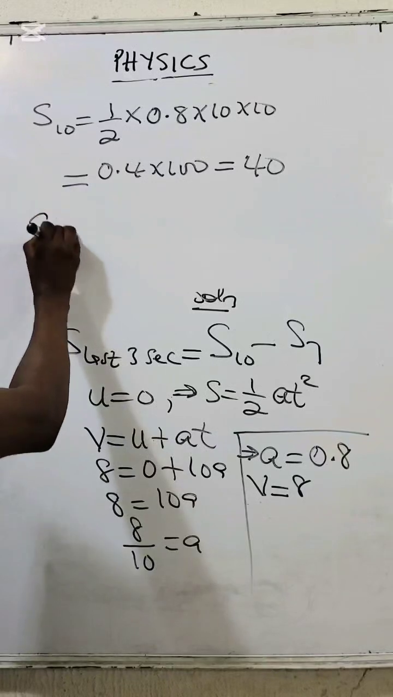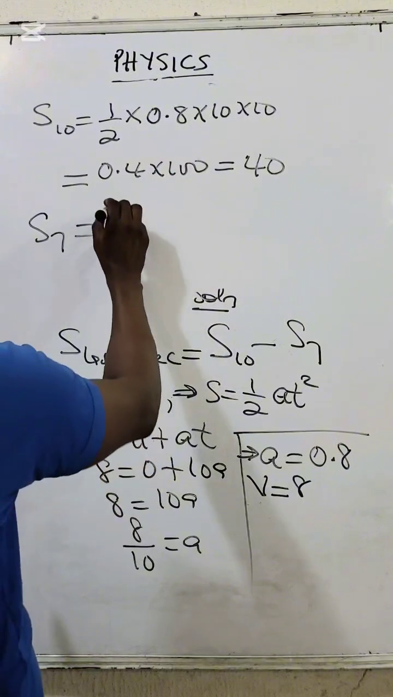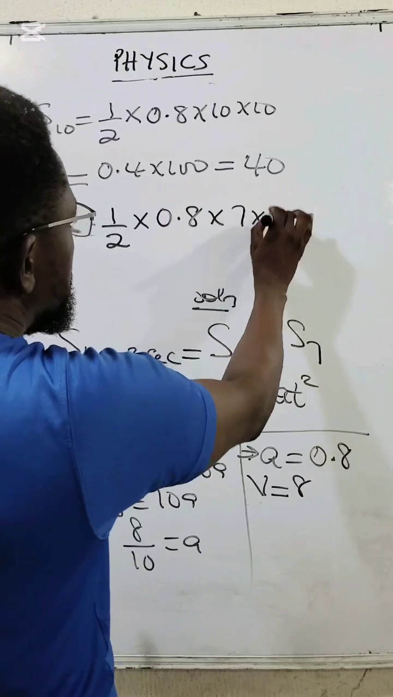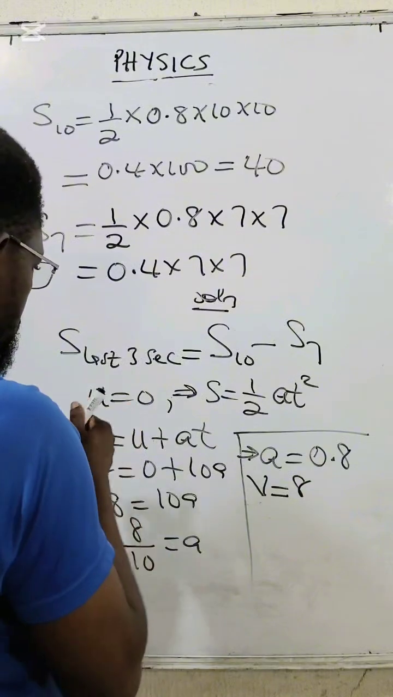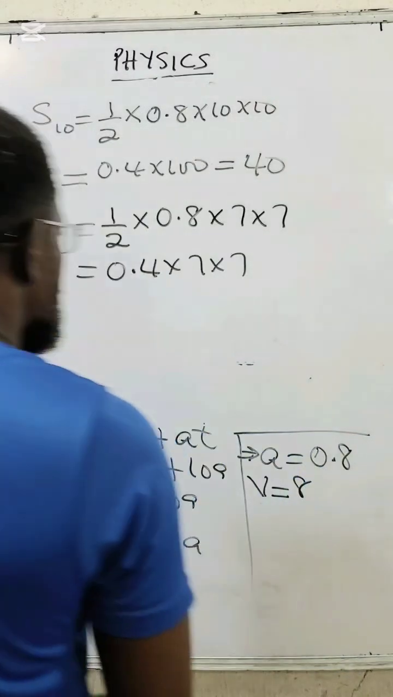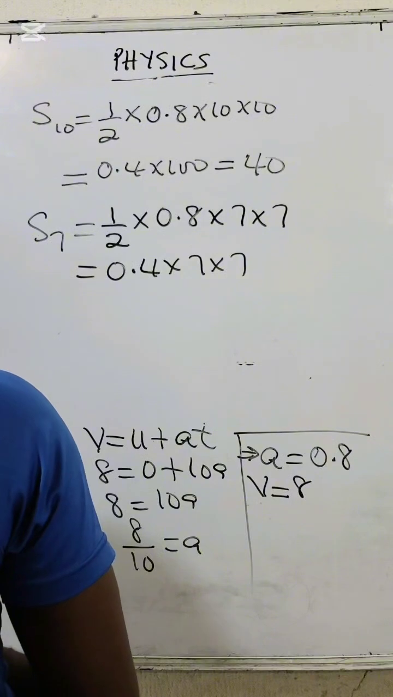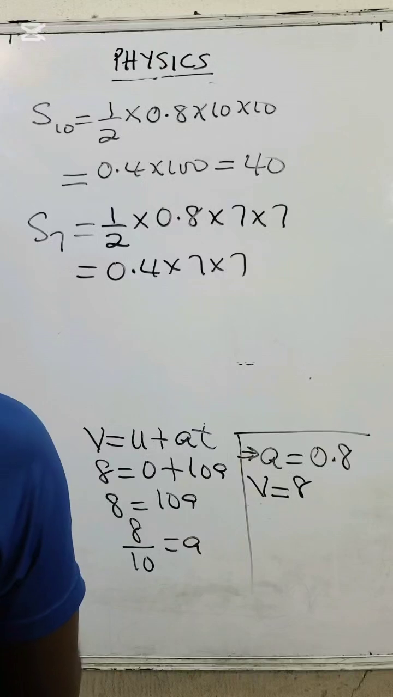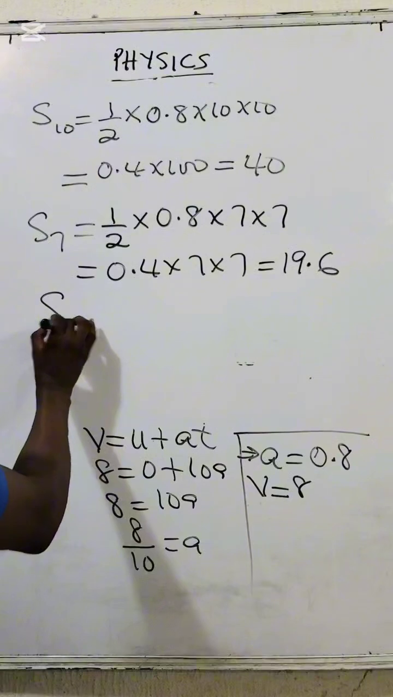The next thing is the distance covered in 7 seconds. The distance covered in the first 7 seconds will be half a, 0.8, times t, 7, times 7. So that will give 0.4 times 7 times 7, which will give us 19.6.